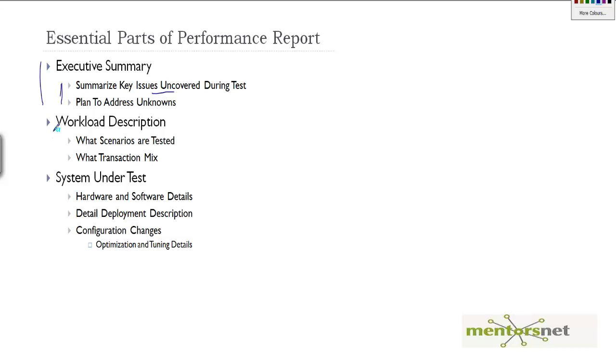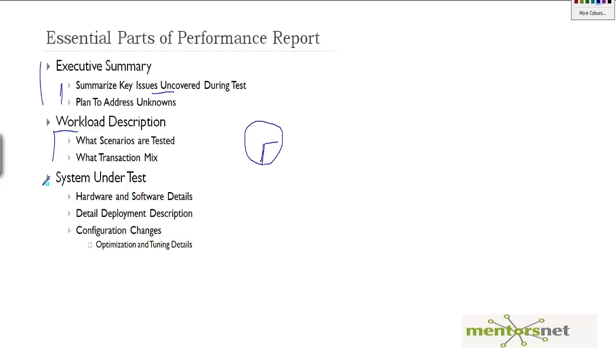The second thing is the workload description. What kind of scenario have I tested? What is the transaction mix? Remember that pie chart I used to draw a lot of times, where I am doing 45% of browse lesson and so on. That was your specification. So that is a section that you should give, describing what you have tested.